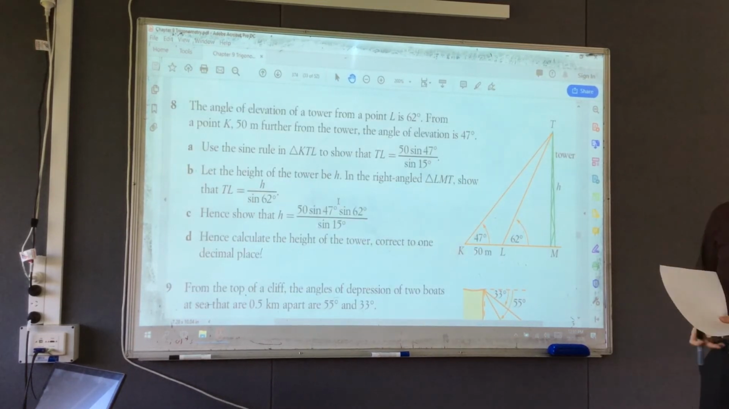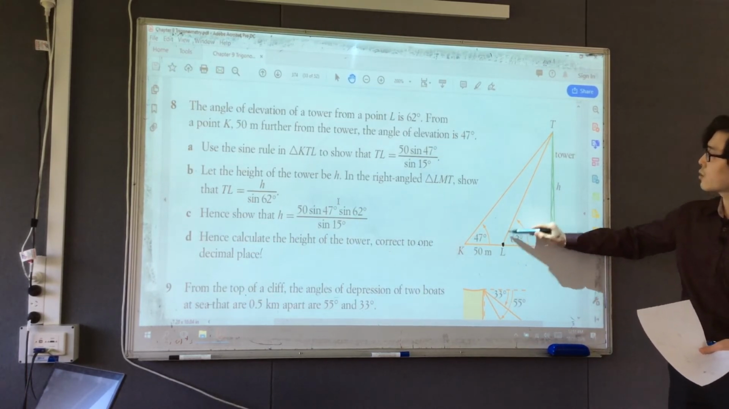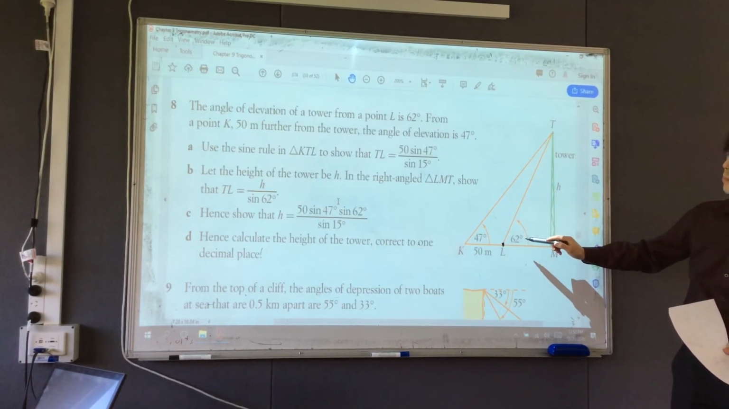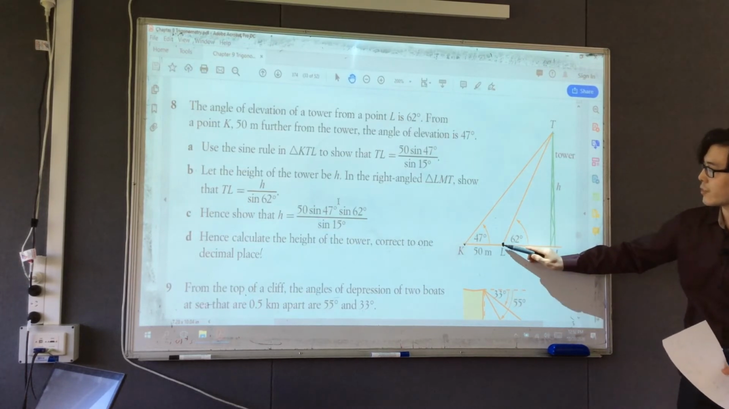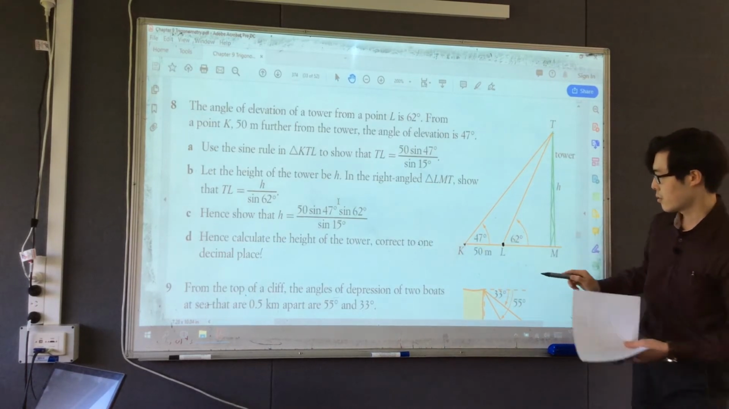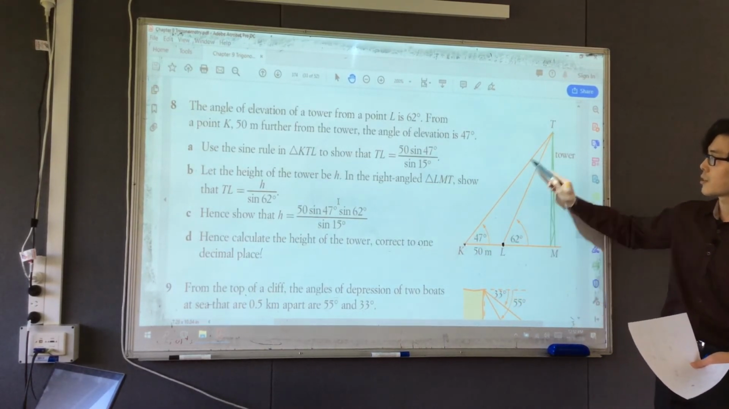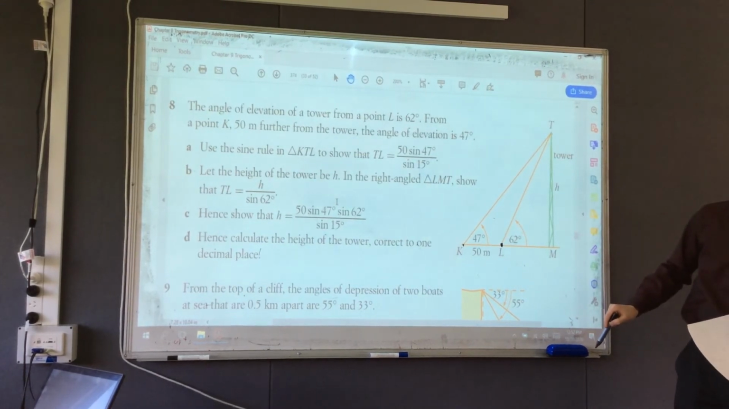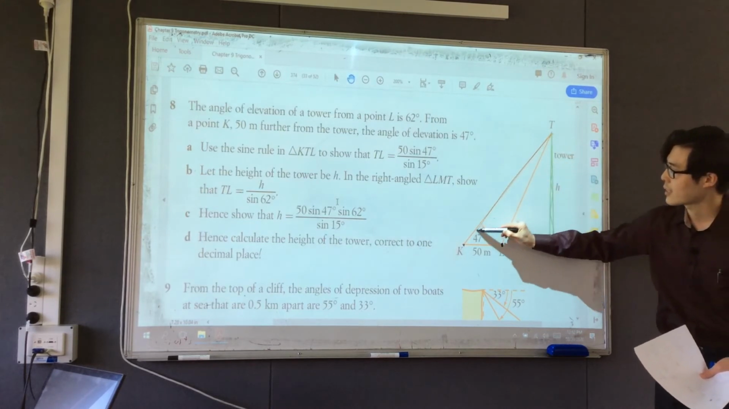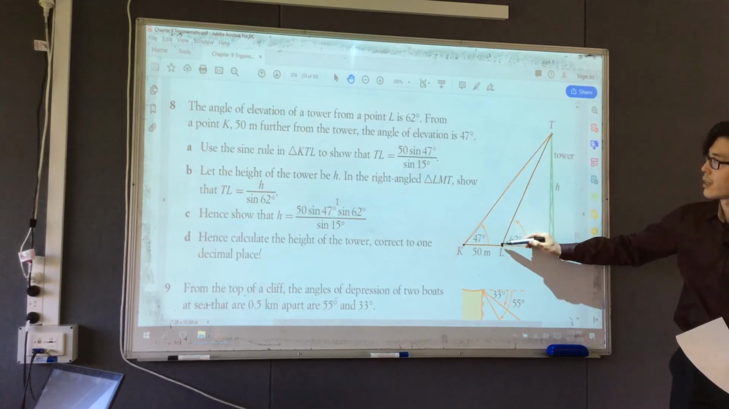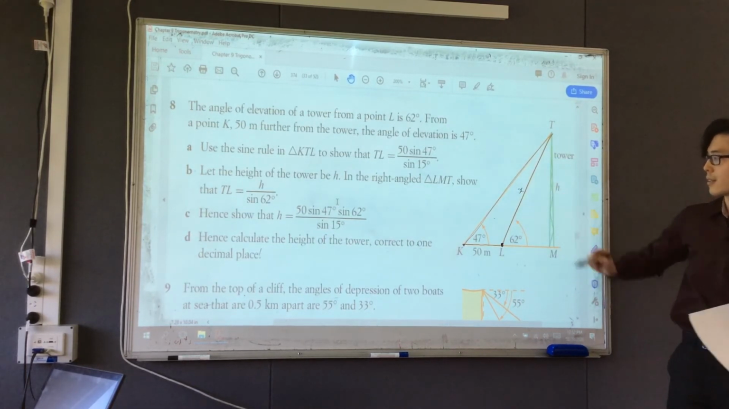All right, let's have a look. The angle of elevation of a tower from point L is 62 degrees as shown. From a point K, which is 50 meters further from the tower, so if you walk 50 meters to the left and look up to the tower, it's now 47 degrees. First question: use the sine rule in triangle KTL to show that the length TL is that expression. So in other words, find x.